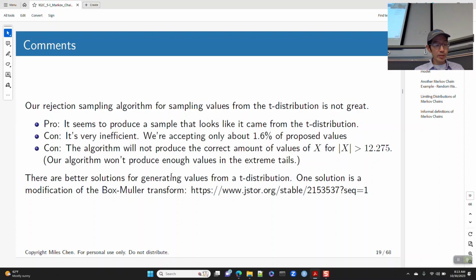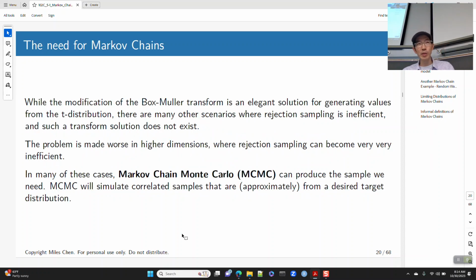There is a transform based on the Box-Muller that does work for generating values from the t-distribution, and you can read academic articles about that. As far as the t-distribution goes, we do have a method. You could also do the convolution, where you basically have a normal distribution and a chi-square distribution, and then you combine those and divide them out. But we're going to say this is an opportunity.